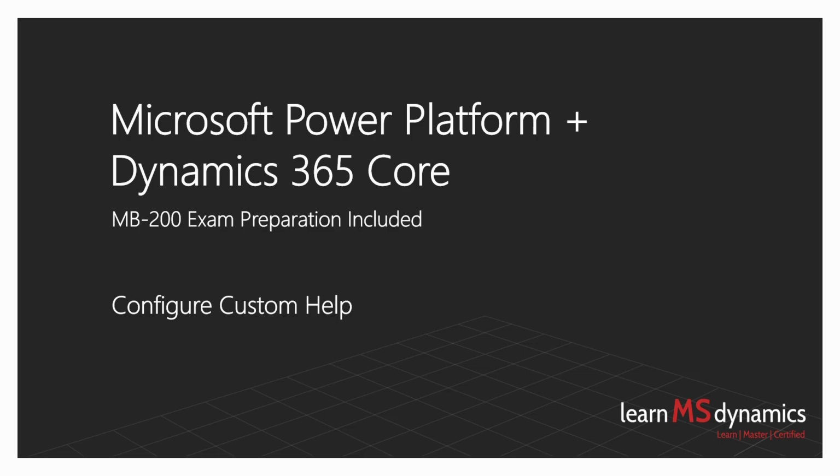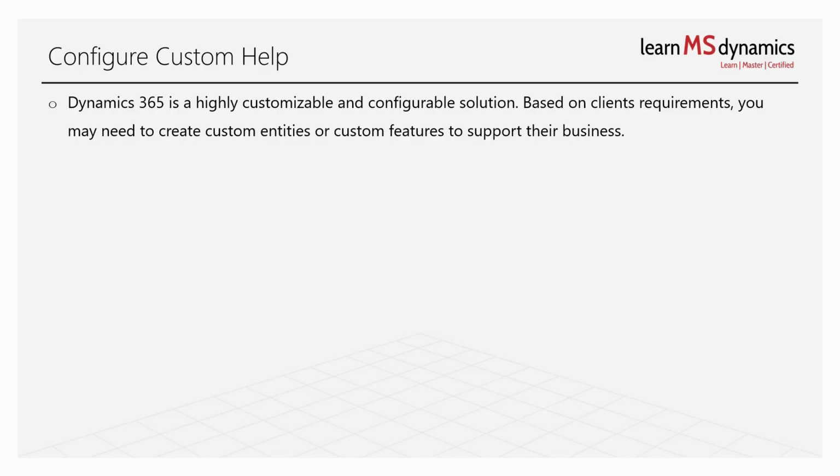Alright, so welcome to this tutorial. In this we'll discuss how to configure custom help. As you know, Dynamics 365 is a highly customizable and configurable solution. You can implement Dynamics 365 for almost every industry, and based on the industry there might be some additional requirements that are not available in Dynamics 365 as a base product. So for that you might need to customize Dynamics 365 and implement those functionalities.